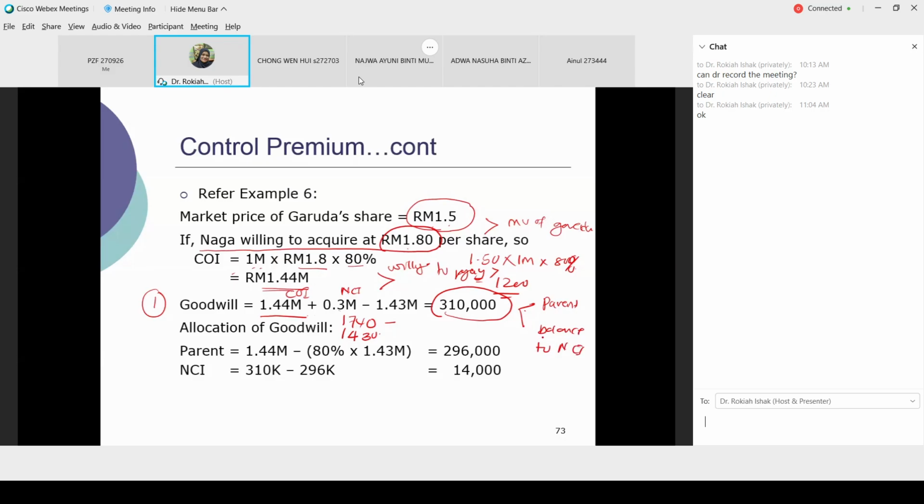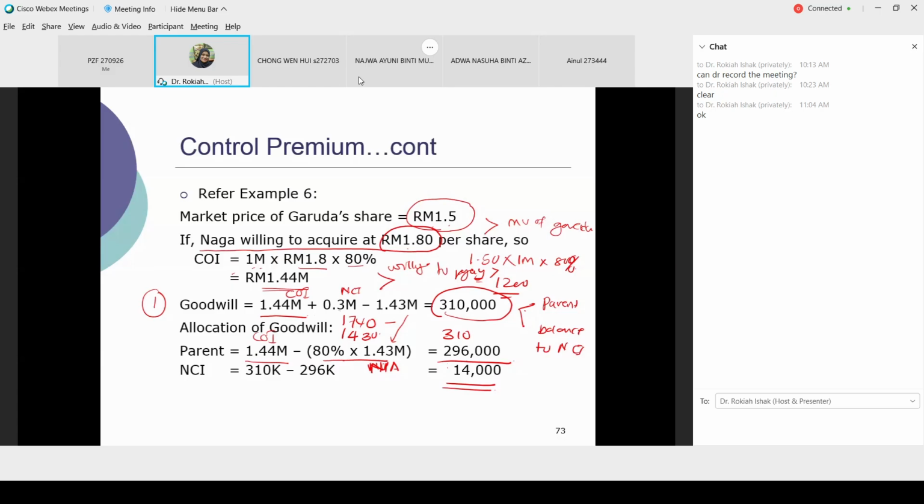So we need to calculate how much we need to allocate to the parent. The parent's share is the COI by the parent minus the net identifiable asset, NIA. So 80% times 1.43, where 1.43 is the net identifiable assets. So you are going to have here 296. From that 310 minus 296, the remaining balance of 14 here is going to be the goodwill for the NCI.